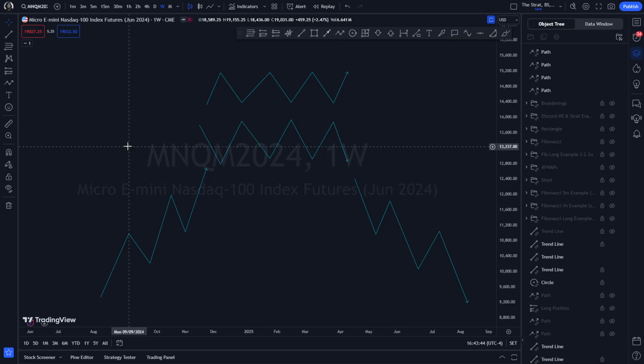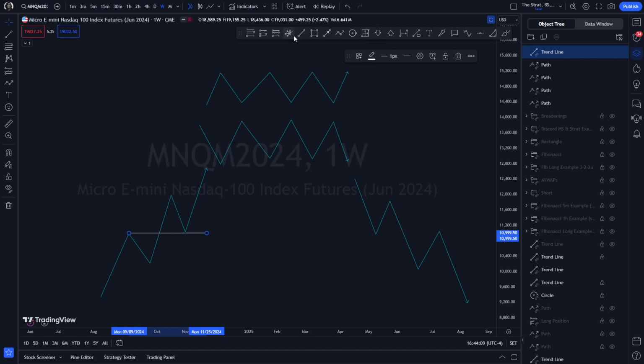So what is so important about that is, when you're looking for an entry, you want to make sure you're not buying at a high. You always want to have that 50% rule. You know, buy low, sell high type stuff.